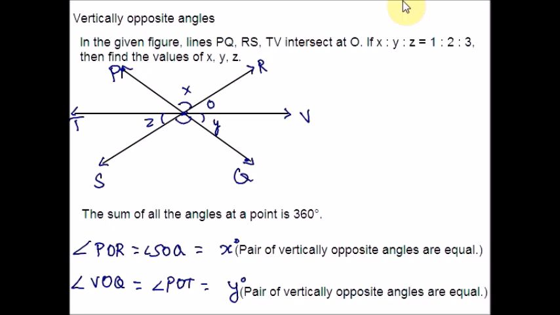So when the given data is in the form of a ratio, you can set up a variable for that and use all the properties that are possible. Here I have used the vertically opposite angles and the sum of the angles on a straight line is equal to 180 degrees. Hope this makes sense to you.